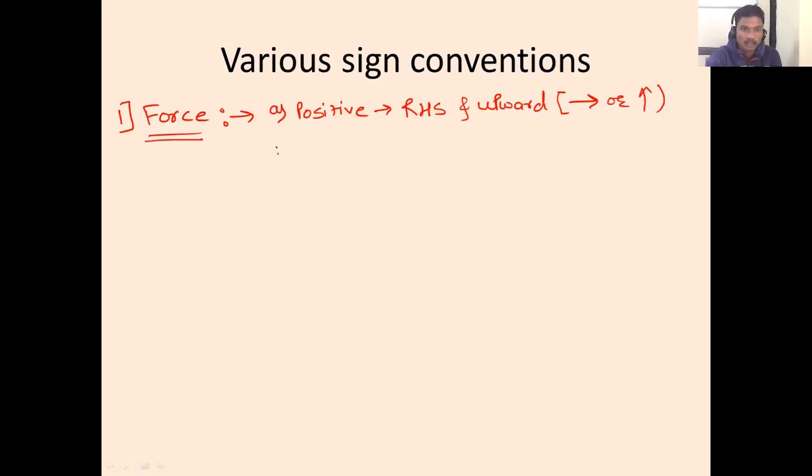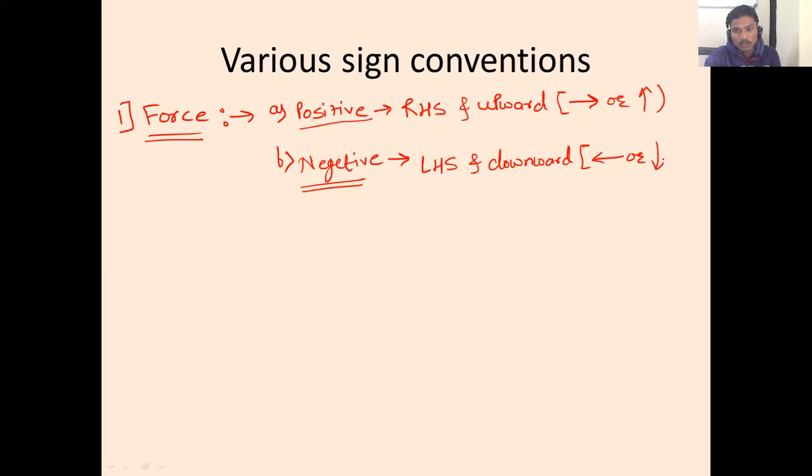On the other hand, which force will be considered as negative? In our mechanics in general, which force are you going to consider negative? The force going towards LHS and downward. The force which is going towards the left hand side and downward, that line of action of that force, we are going to consider negative. So it may go towards LHS or it may go downward in this way. Okay, this is related to force.